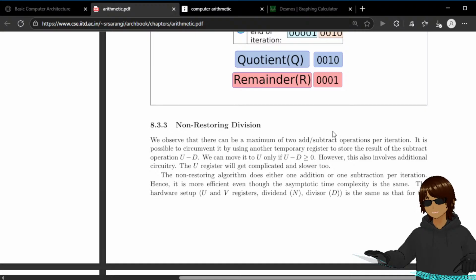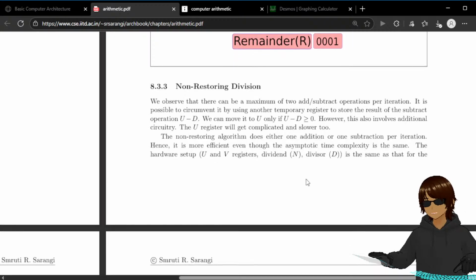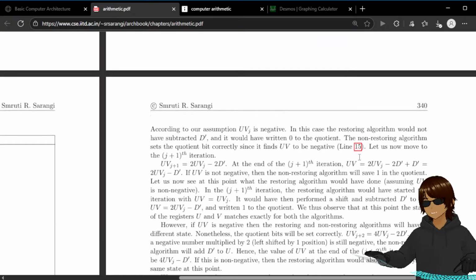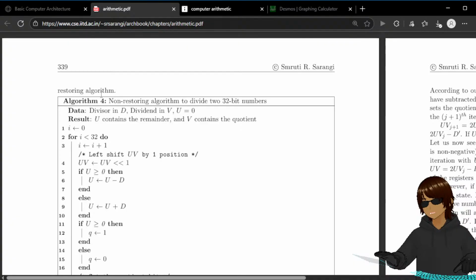It is possible to circumvent it by using another temporary register to store the result of the subtract operation u minus t. We can move it to u only if u minus t is more than or equal to 0. However, this also involves additional circuitry. The u register will get complicated and slower too. The non-restoring algorithm does either one addition or one subtraction per iteration. Hence, it is more efficient even though the asymptotic time complexity is the same. The hardware setup is the same as that for the restoring algorithm.